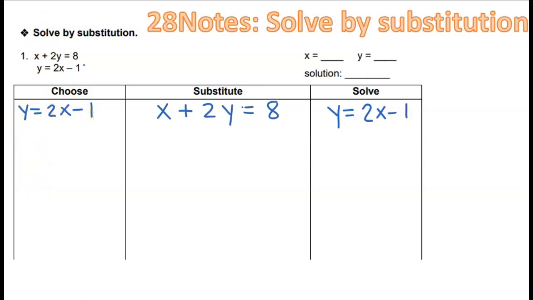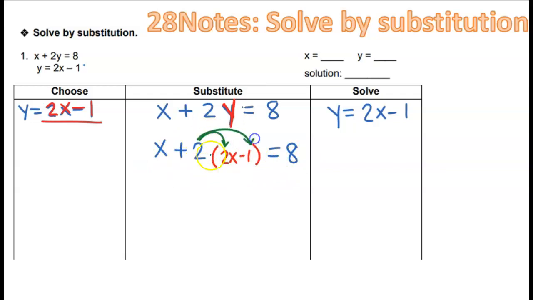So what I'm going to do is over here in this equation, in place of this y, I'm going to substitute this part right here because this is equal to y. So in place of this y, I'm going to substitute 2x minus 1 because that is equal to y. I'm still going to have this x out in front. I'm still going to have the 2. I'm still going to have equal to 8. And then what I'm going to have to do is solve this equation for x.